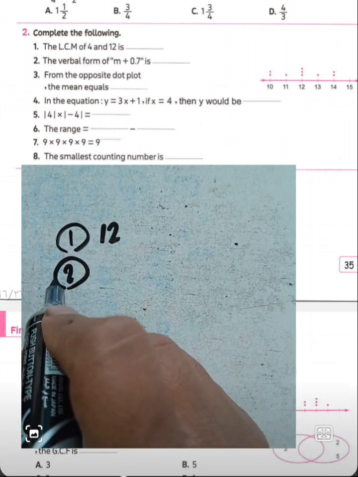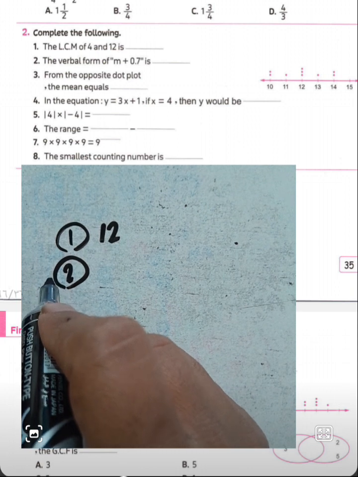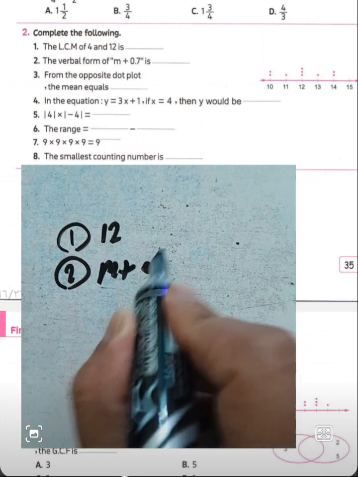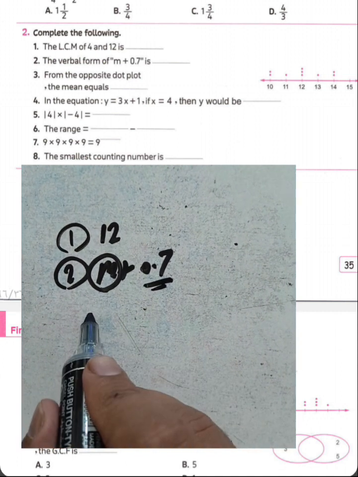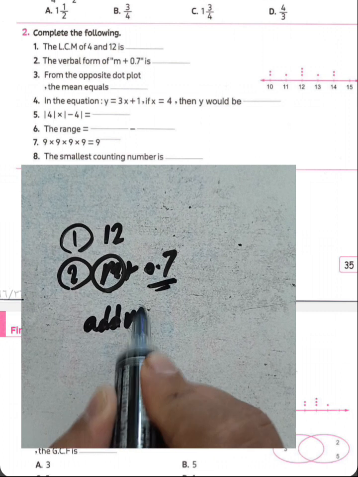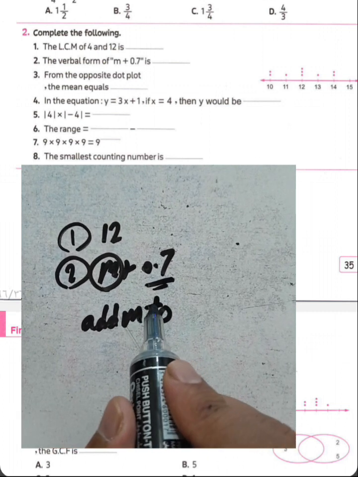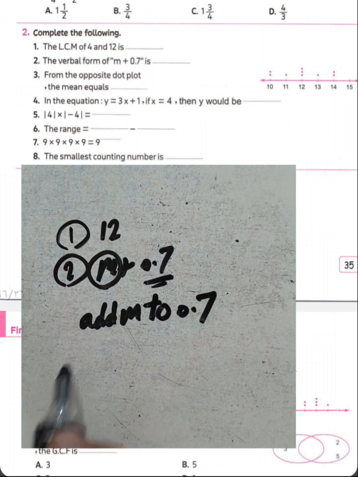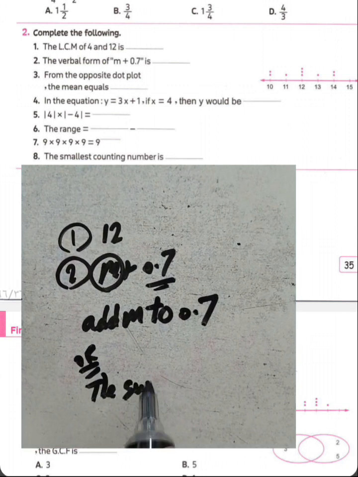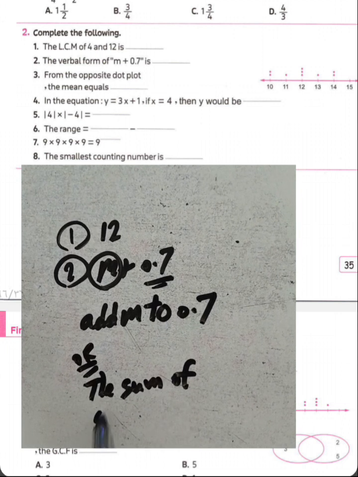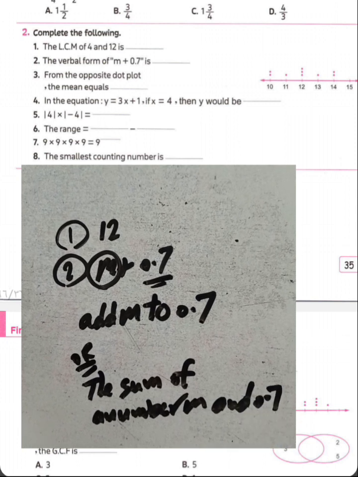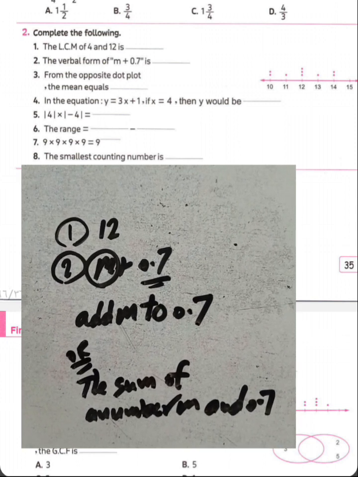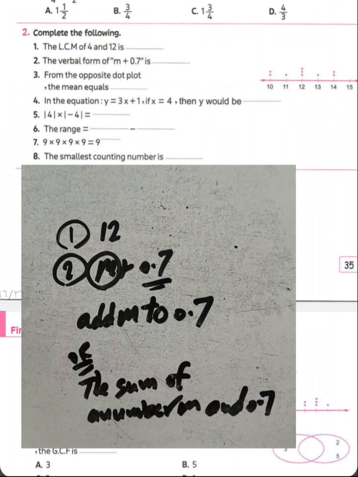Question number 2. The verbal form of m plus 0.7, what will it be? We can write the verbal form of this expression: m increased by 0.7, or we can write add m to 0.7, or the sum of a number m and 0.7. You can write add m to 0.7, or the sum of a number and 0.7.